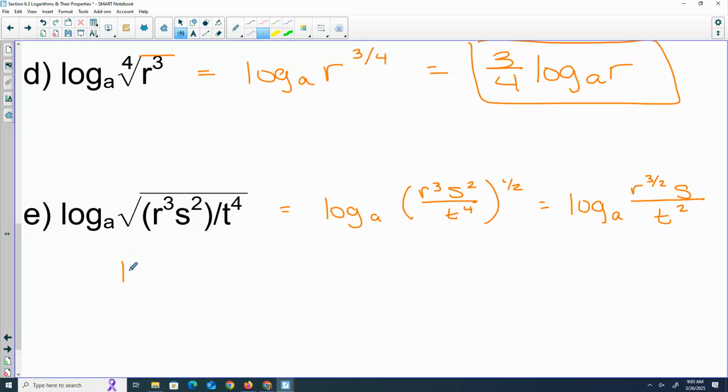So I would have log base A, r to the 3/2. Would you guys be okay if I went ahead and wrote the 3/2 in front of this log? Yeah. S is also on top of the fraction, so we're going to add log base A of s. T is on the denominator, so what do we have to do with our t? Right, anything on the bottom gets subtracted, just because things on the bottom of a fraction are like a negative exponent. So that's log base A of t squared, so you could put the t down in front.